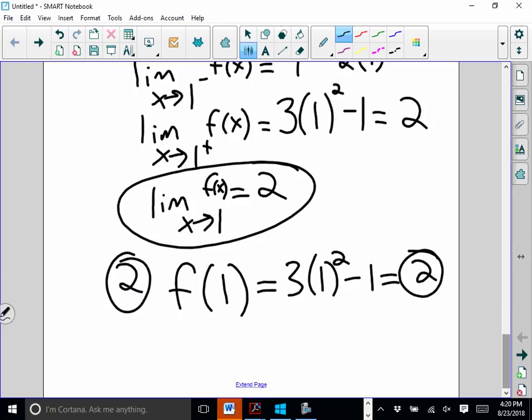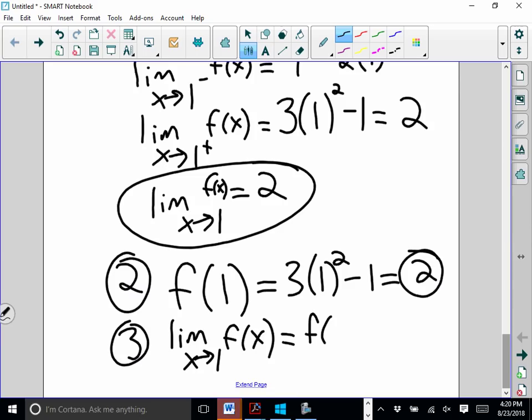So it's obvious now. The limit as x goes to 1 of f of x does equal f of 1, and that equals 2. So is the function continuous?